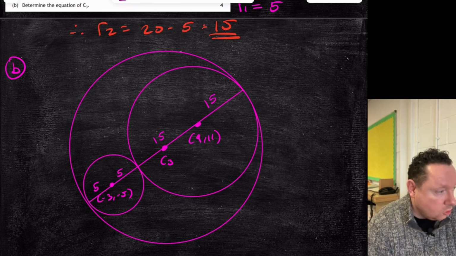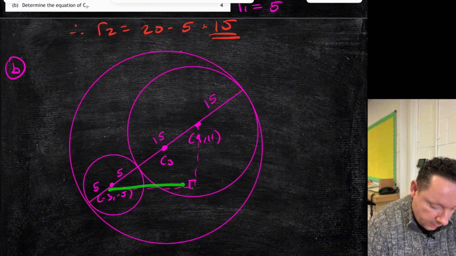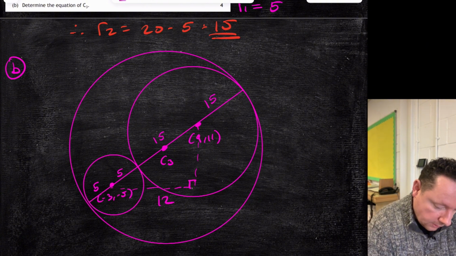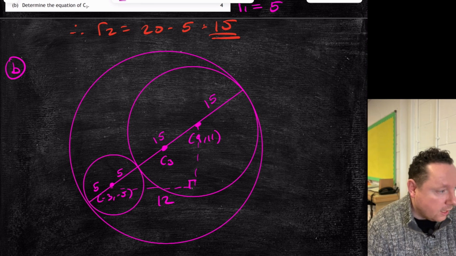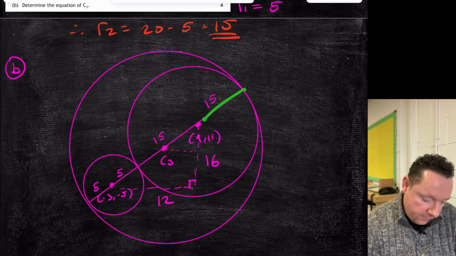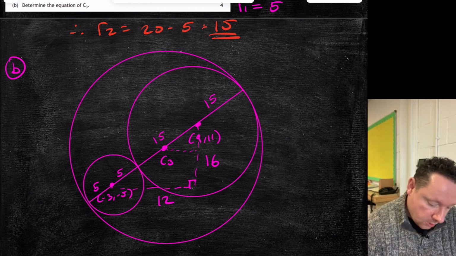If I draw a right angle triangle here, you can see that this distance is going from -3 all the way over to 9. So that's 12. And we can see that this distance is from -5 all the way up to 11. So that's 16. So the diameter of the big circle is 30 plus 10, which is 40. So the radius of the big circle is 20. So we know that from the big circle from here to there is 20.